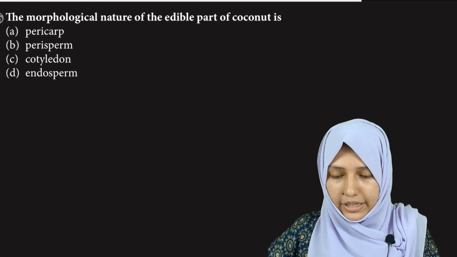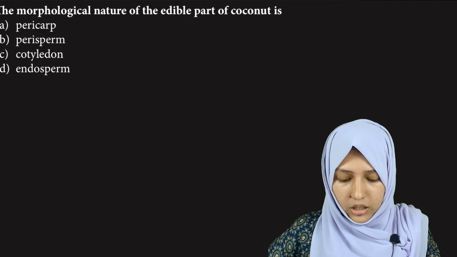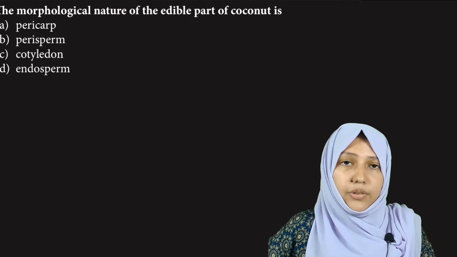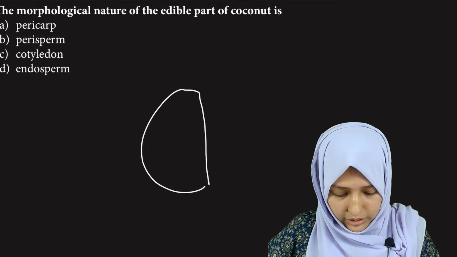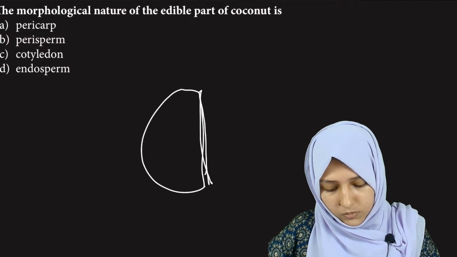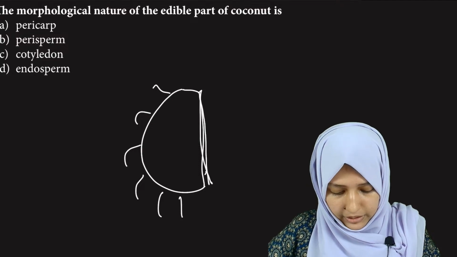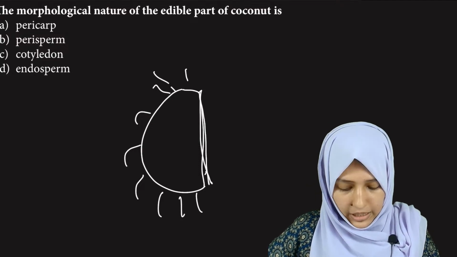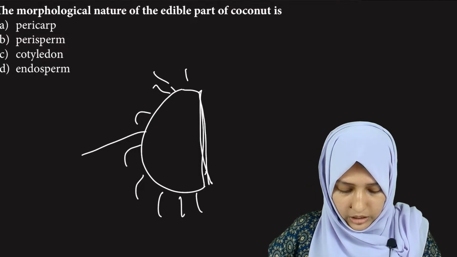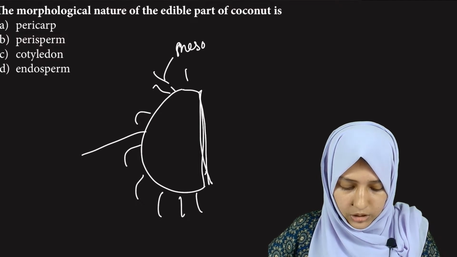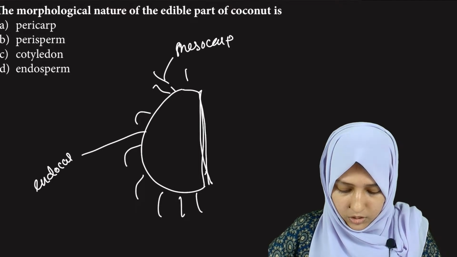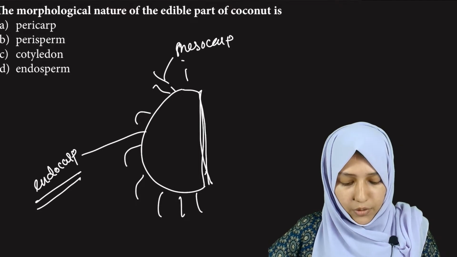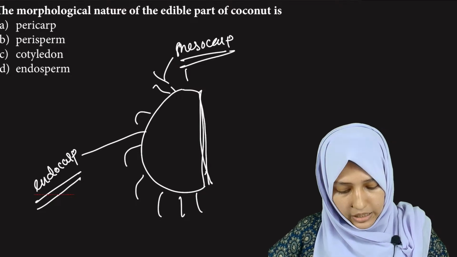The morphological nature of the edible part of coconut. What is the edible part of coconut? This is a coconut. If this is a coconut, they will be having a fibrous part. This fibrous part is mesocarp, and the stony shell is endocarp. So the fruit wall is over by this much, and inside this there will be a white structure.